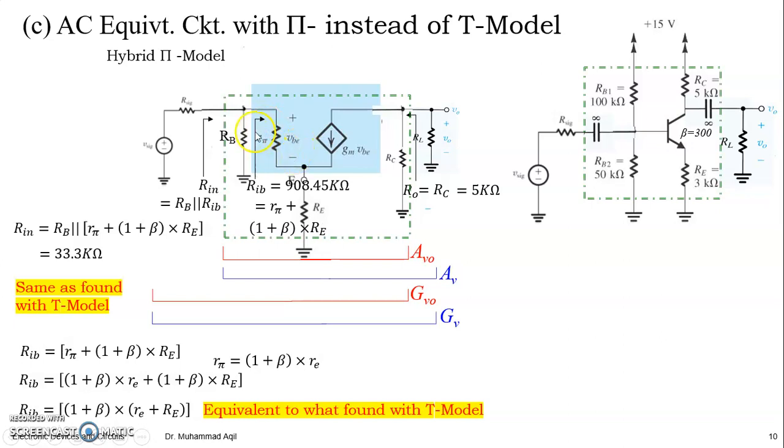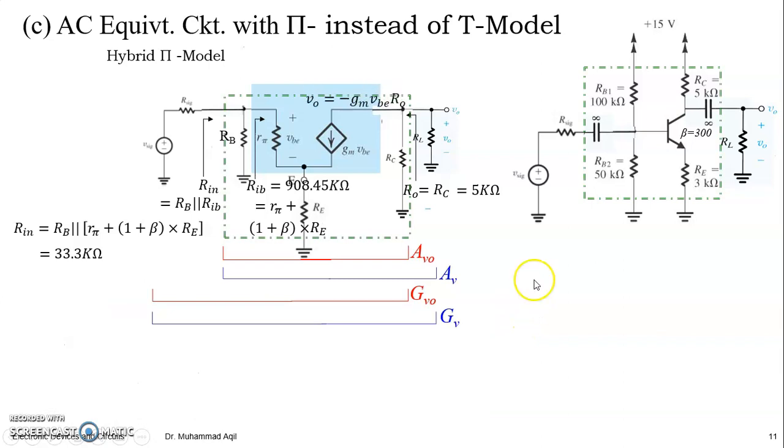because here you may wrongly take RIB as R pi plus RE, right? Because RE is coming in series with small RE, and that is totally multiplied by 1 plus beta to be seen here in T model, right? So we have proved it previously, right? And by using this relation we have seen that pi model and T model are equal, right? So let's find the relations.